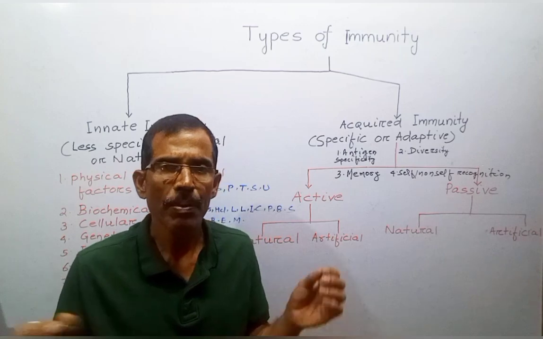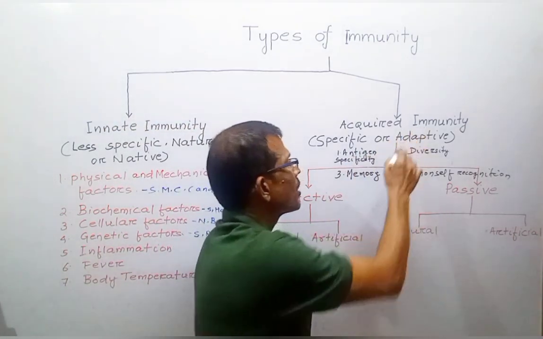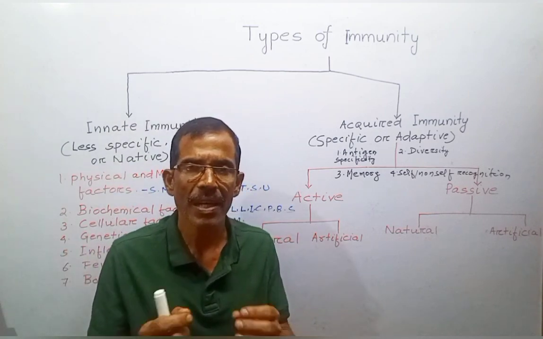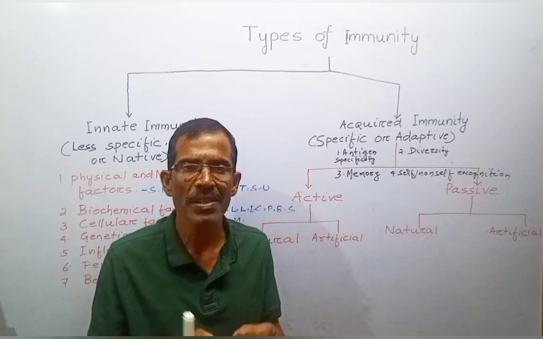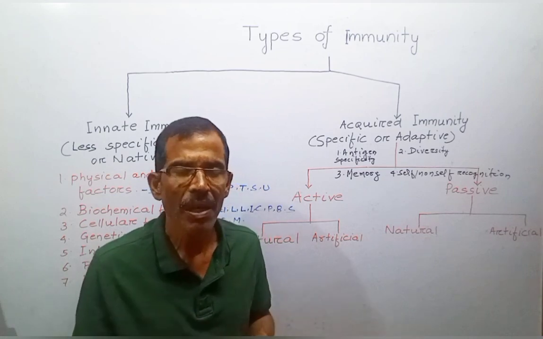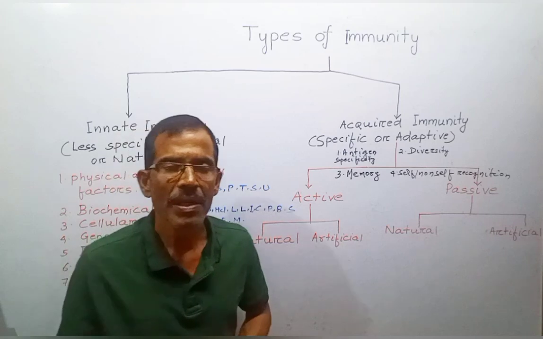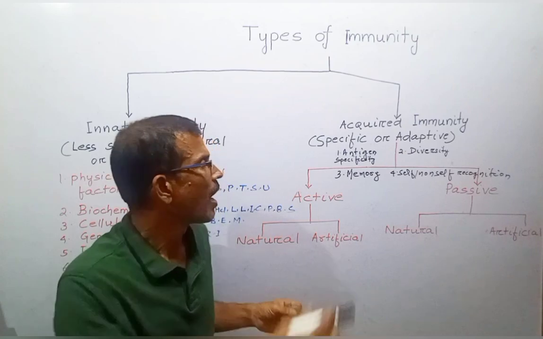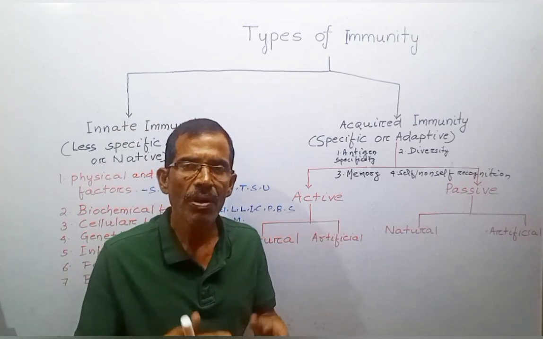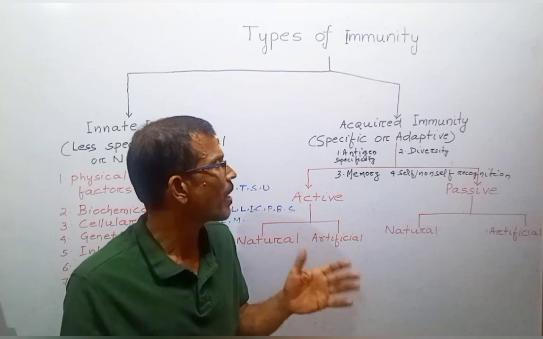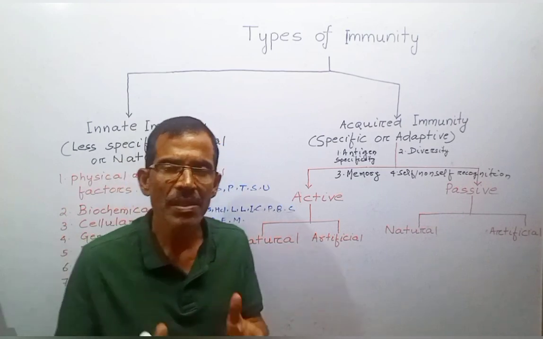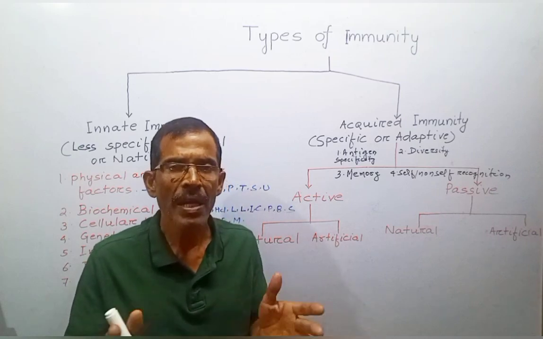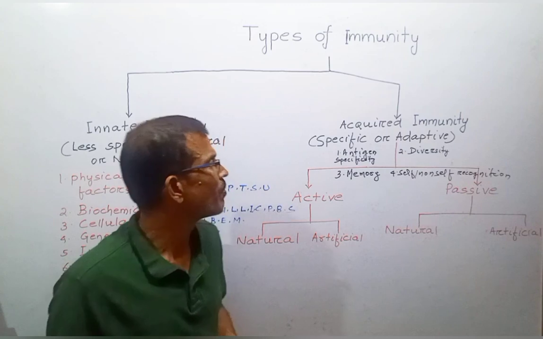The second type of immunity is acquired immunity, which is highly specific. It is the resistance that develops in an individual during his lifetime, so its name is acquired immunity. It is an adaptation against infections, so it is also called adaptive immunity. Four characteristic attributes of acquired immunity are antigen specificity, diversity, memory and self-non-self recognition.